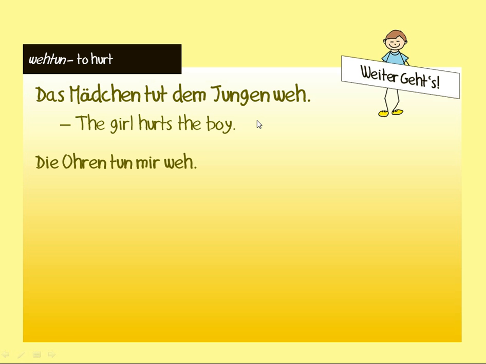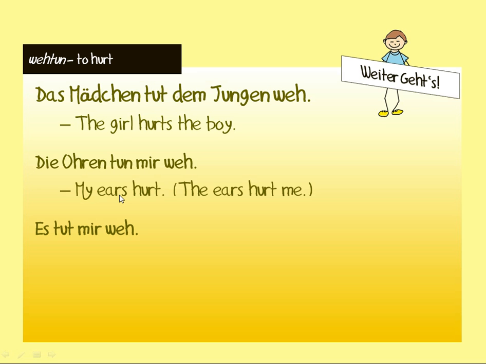Next one. Die Ohren tun mir weh. My ears hurt. Also the literal translation would be the ears hurt me. Again, subject, verb, and here is our dative object. Notice also that die Ohren is in the plural, so the tut becomes tun, and we'll look at the conjugations of tun in a second, okay? Last one is tut mir weh, it hurts me. Again, subject, verb, dative pronoun.